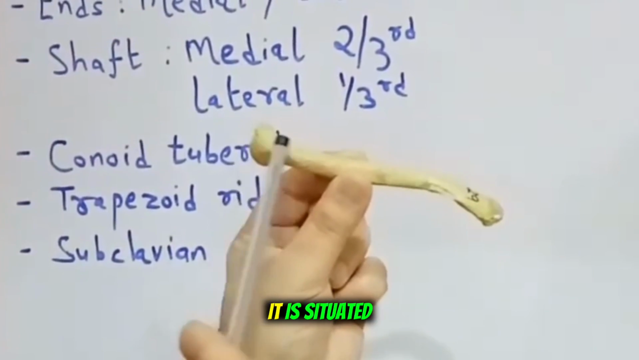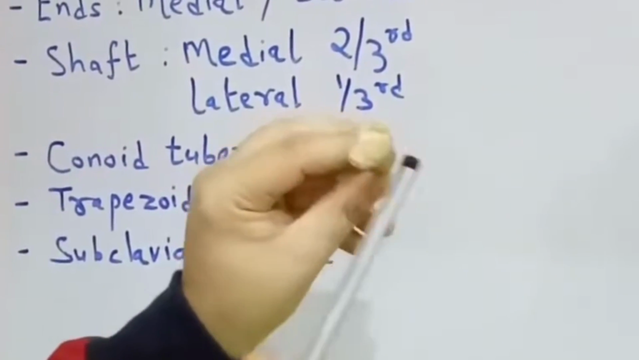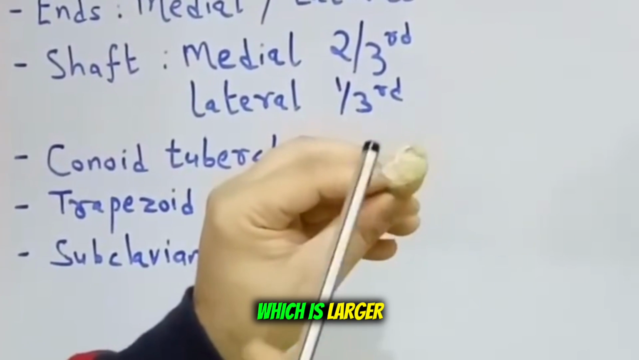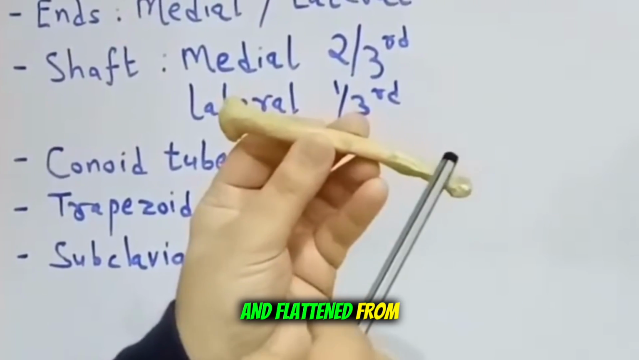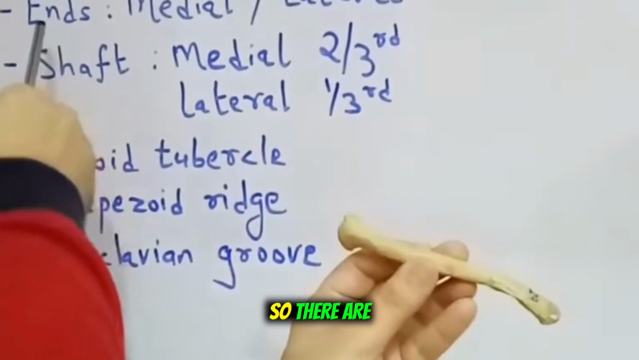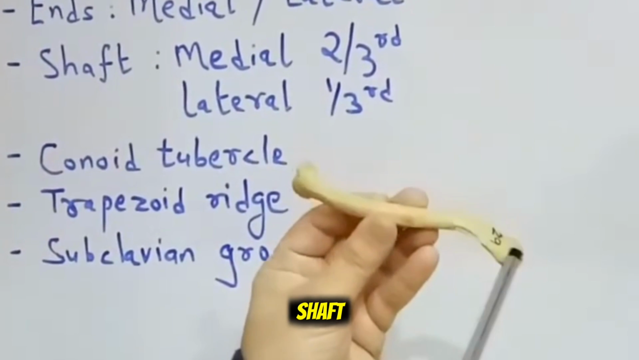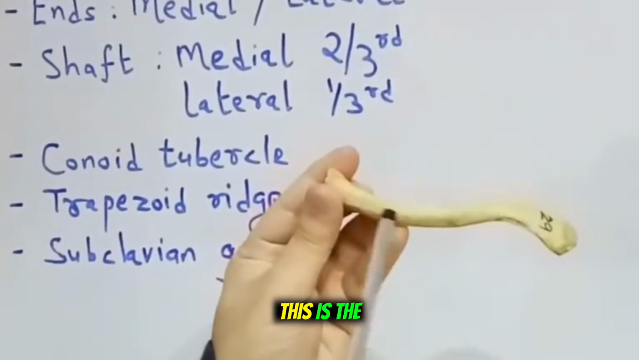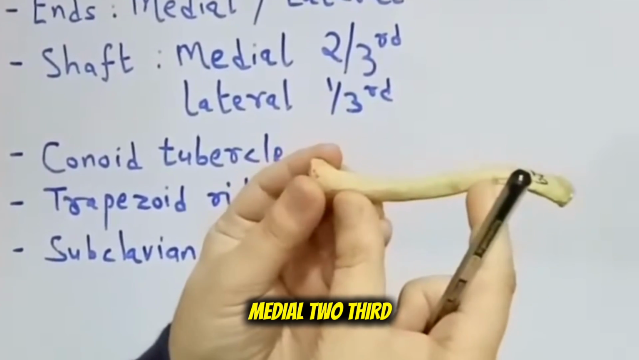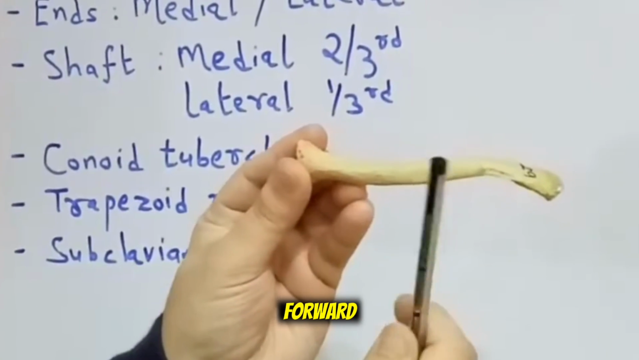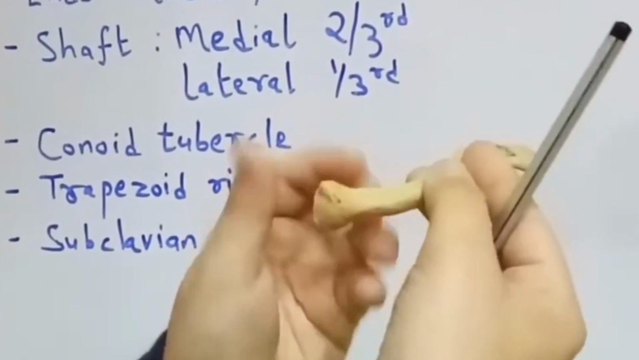The clavicle, because it is situated horizontally, has two ends. This is the medial end, which is larger, and this is the lateral end, which is smaller and flattened from above downwards. So there are two ends, medial and lateral, and between the two ends there is a shaft. This is the shaft, which is curved, so that in the medial 2/3 it is convex forward, and in its lateral 1/3 it is concave forward.